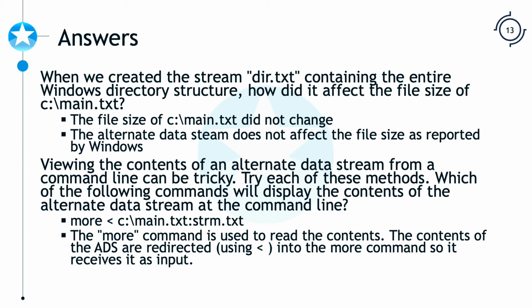Question 2, we said it was tricky to view the alternate data stream. Which of the commands will allow us to view the alternate data stream? The answer here is more, less than, and then the path to the file, colon, the name of the stream. So what we're doing here is we've got the more command, which will allow us to page forward, and we're going to send as input the data stream here. So the file, colon, stream.